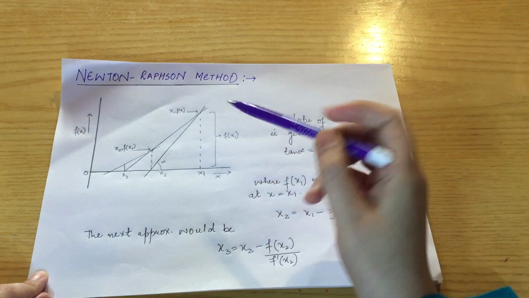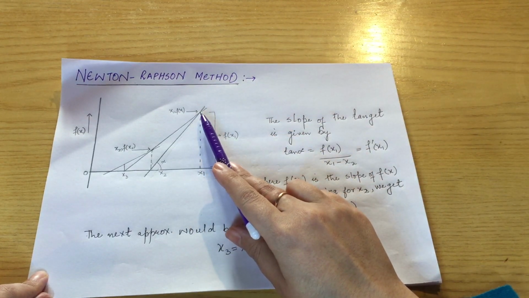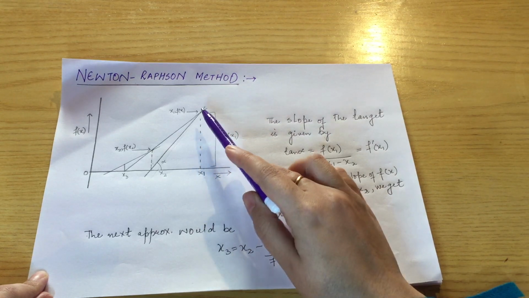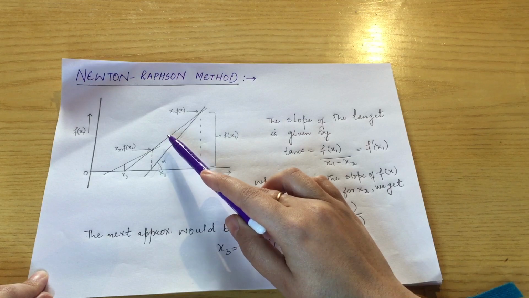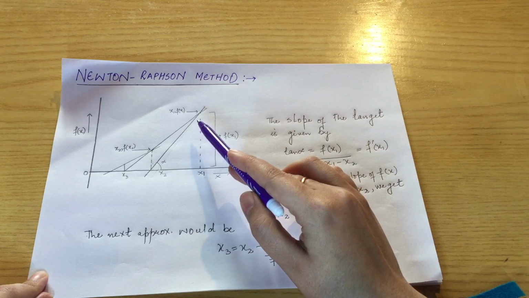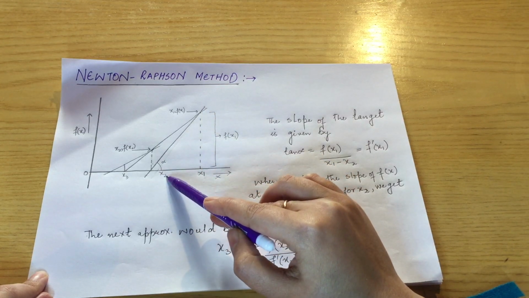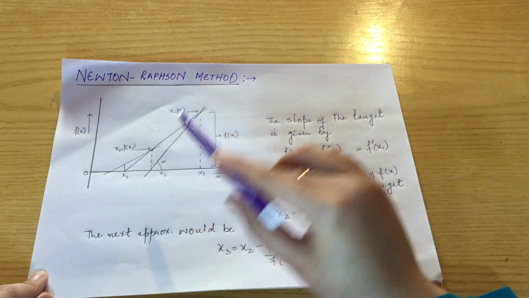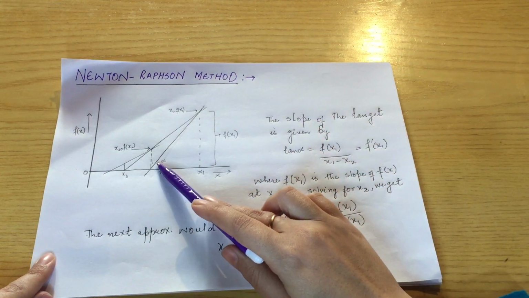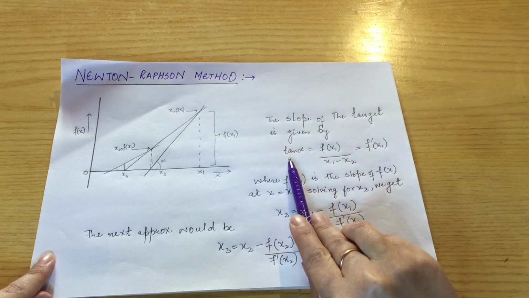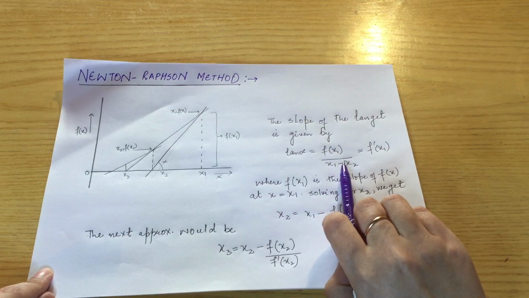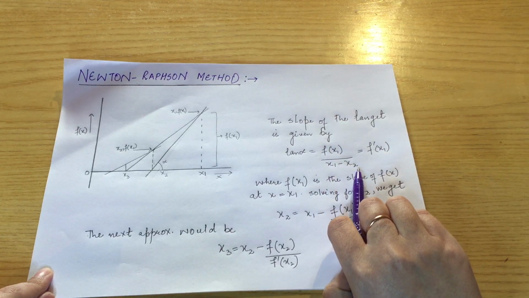Now let's suppose that we draw a tangent at the curve f of x at x is equal to x1, and this tangent intersects the line at x2. So now the slope of this tangent will be given by tan of gamma, which will be equal to f of x1 divided by x1 minus x2.